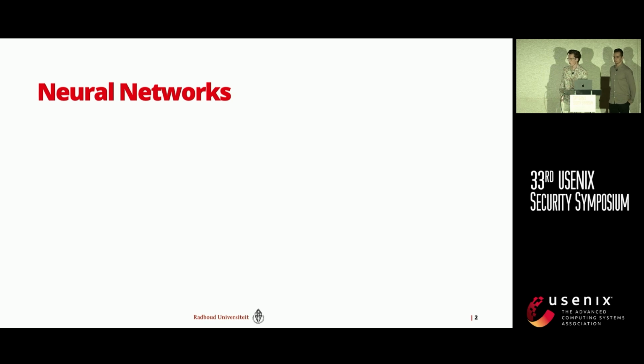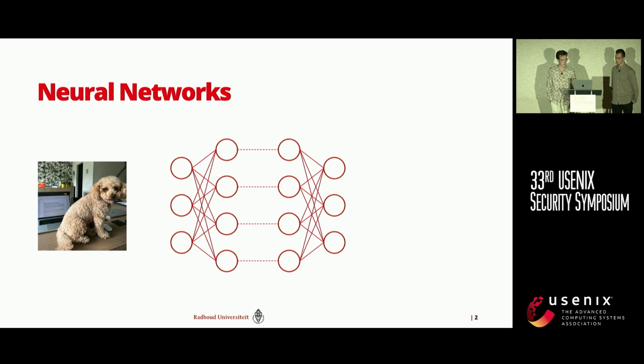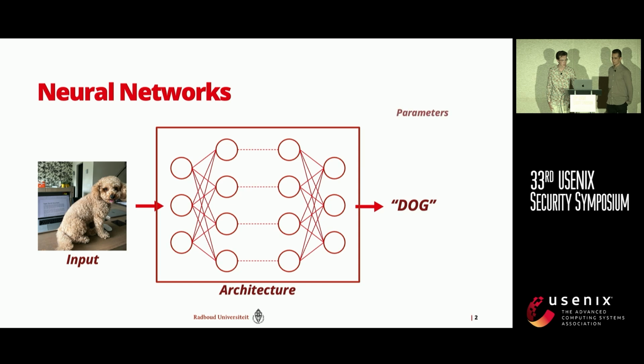So neural networks have been around for ages now. They have applications in autonomous driving, in medical imaging, and of course one of the most famous ones is image classification. So when we take an image of an extraordinarily cute dog, we put it in a network and then it will be classified as a dog, which is all correct. Now there are four components here. Let's start with the input. Then we have the architecture, the parameters, and the output.